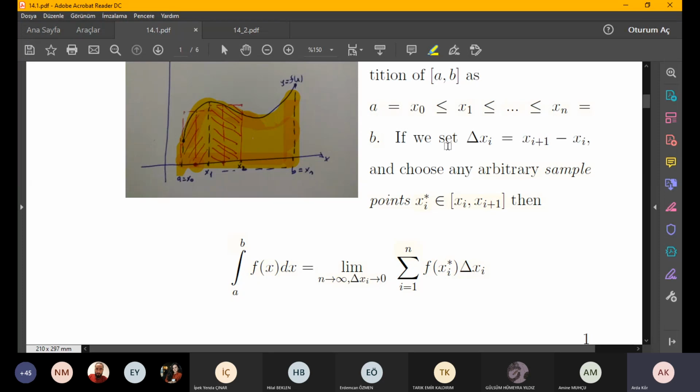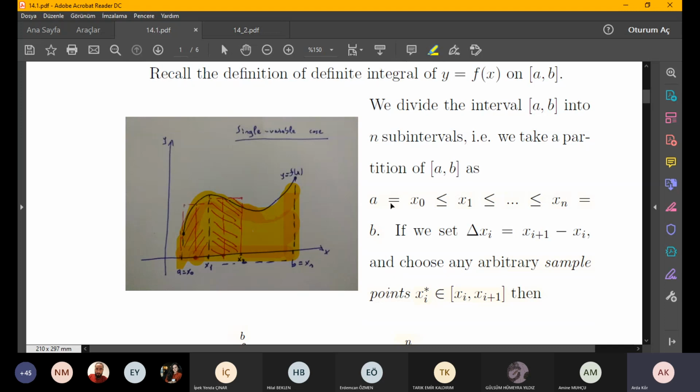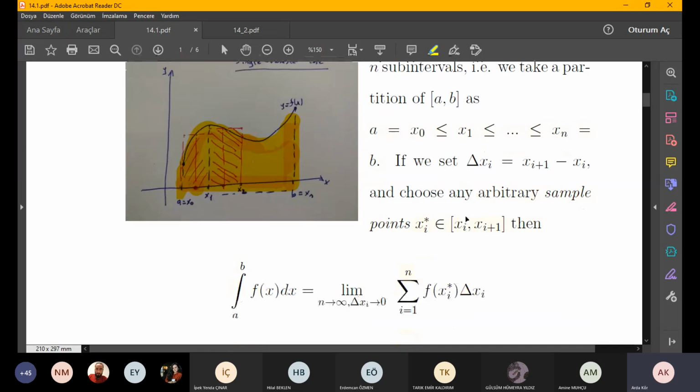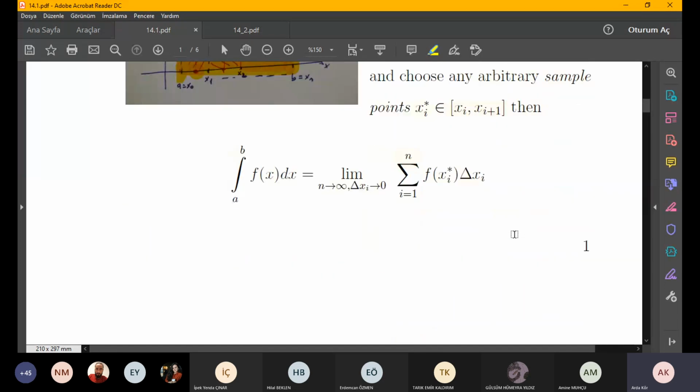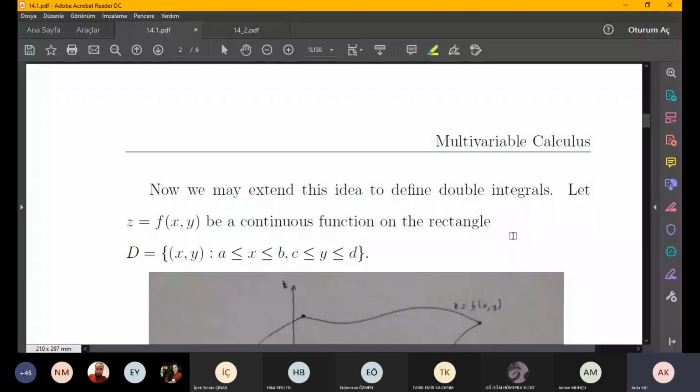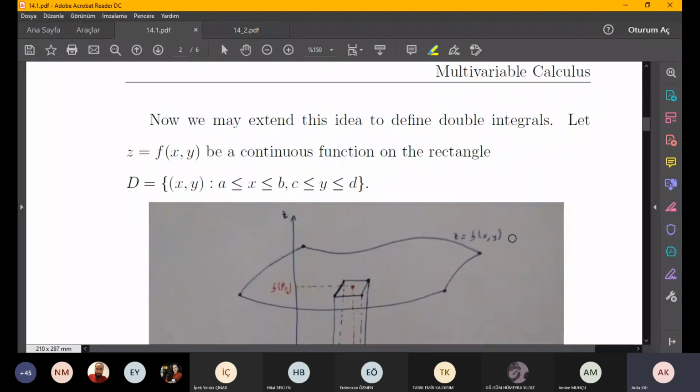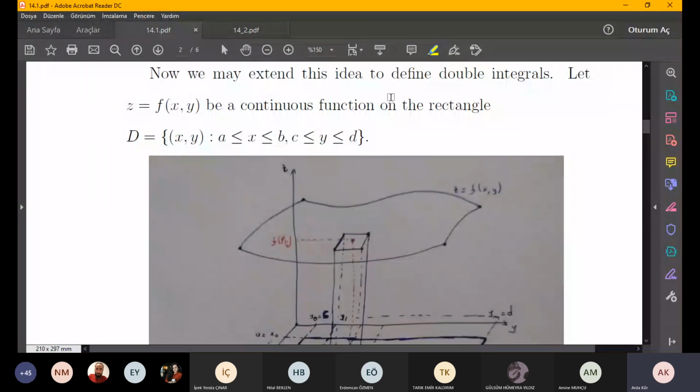So that is just the definition of definite integral for one variable functions. And now we will extend this same idea to definite double integrals.